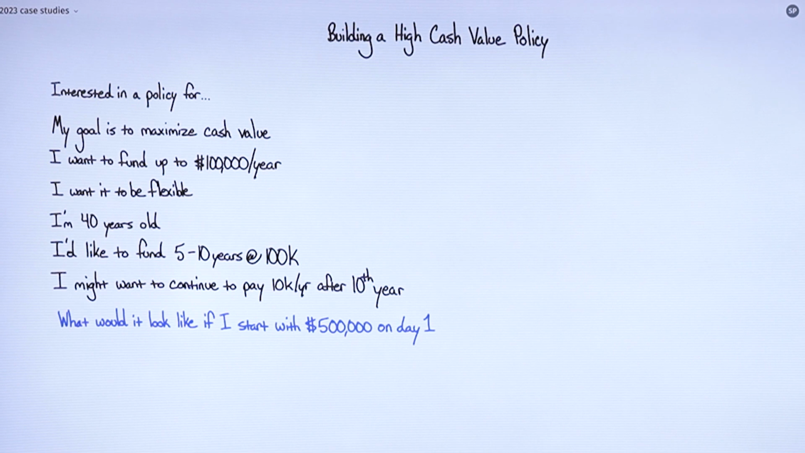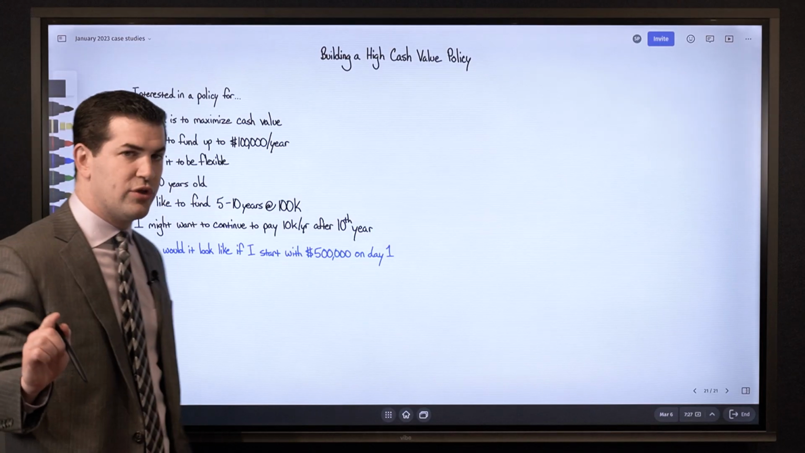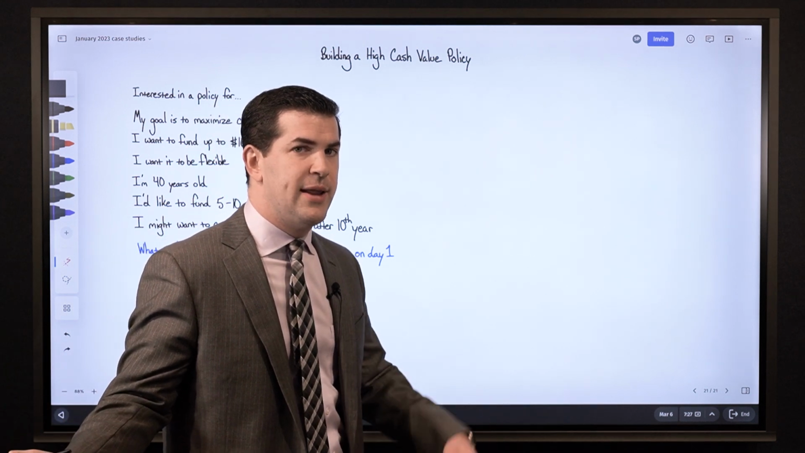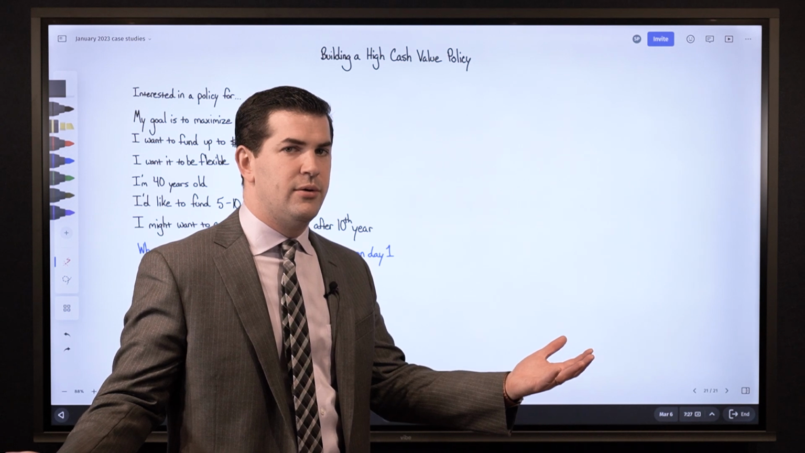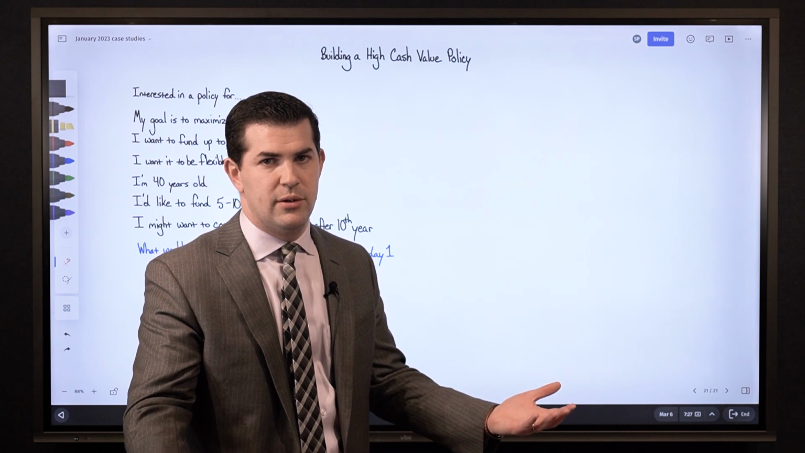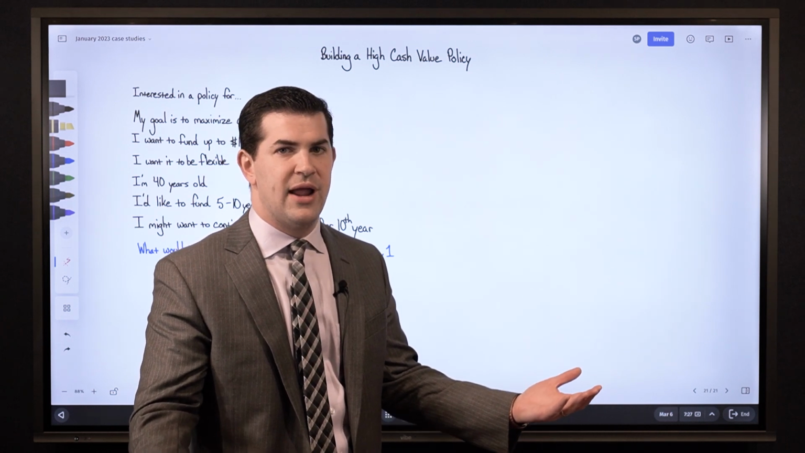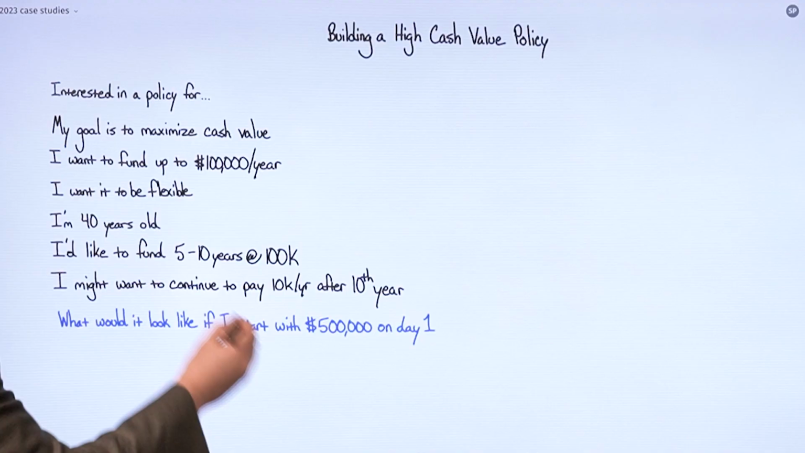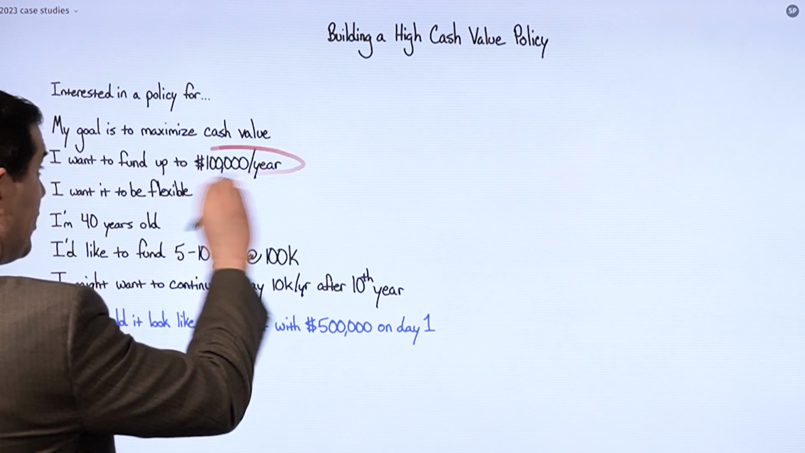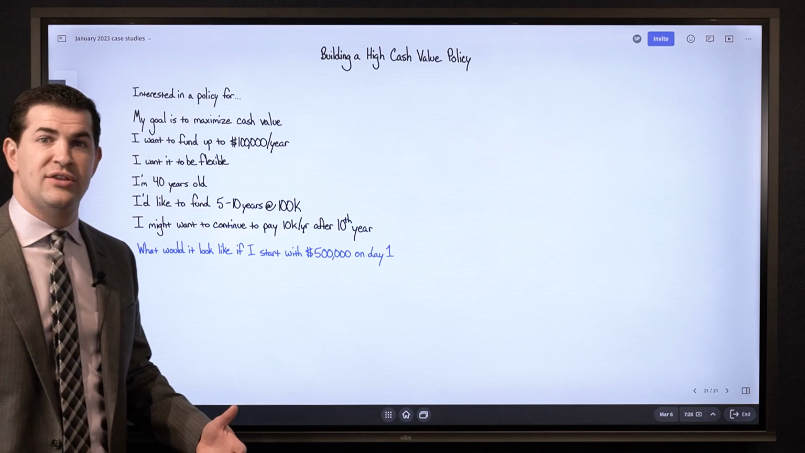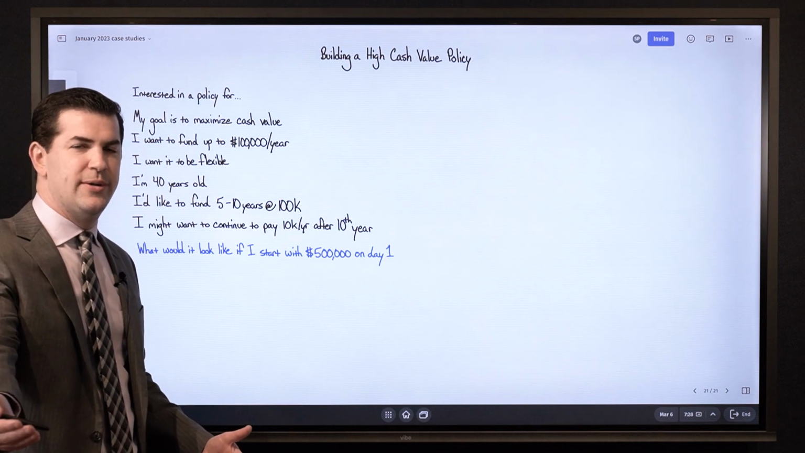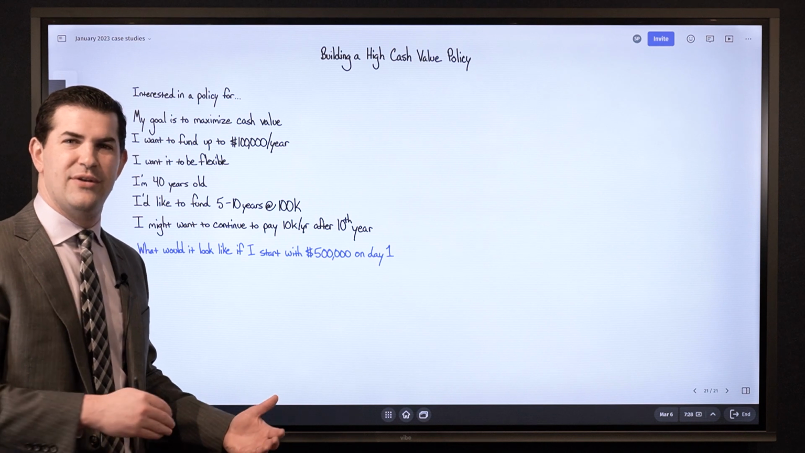Flexibility. This is an extremely important item to note with a whole life insurance policy, because when you hear the word whole life insurance, typically what comes to mind for the average consumer is what? I pay a premium. It's a boring bill. I have to pay that premium every month, every year. If this was you, this 40-year-old individual, would you want a policy where you want to be able to pay up to $100,000 per year to maximize the cash value, but you're committed to pay that $100,000 per year? Probably not, because now it feels like a burden.